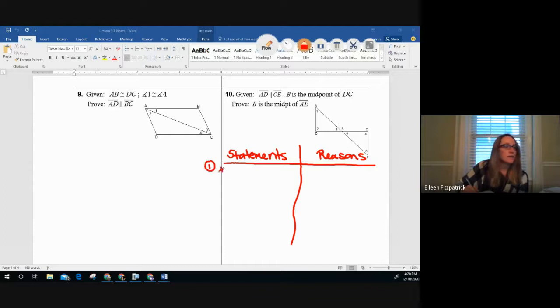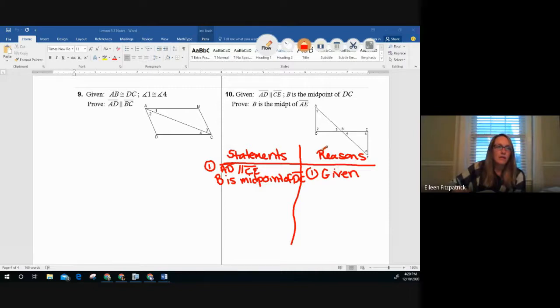The given is that AD is parallel to CE and that B is the midpoint of DC. And you're asked to prove that B is the midpoint of AE. So we'll talk about how we can prove that after we prove the triangles are congruent. That's always going to be the first direction. Prove the triangles congruent, and then we'll go from there. So this is all given.